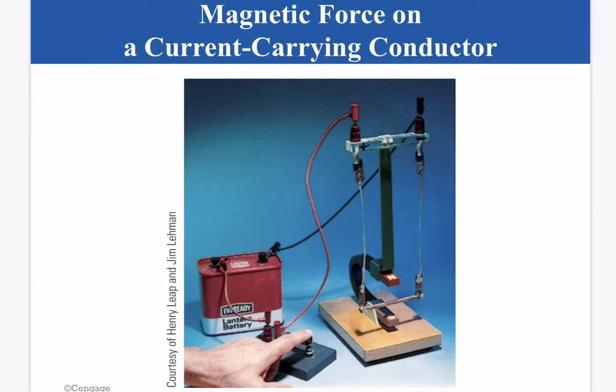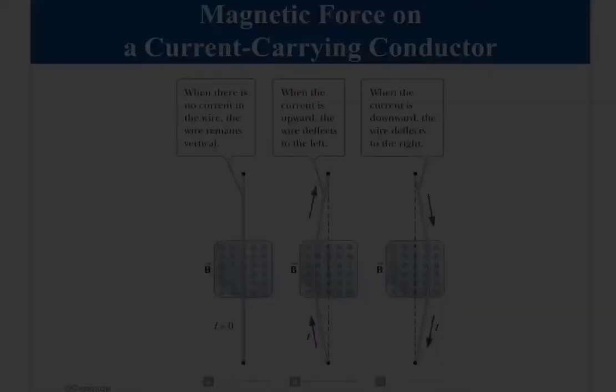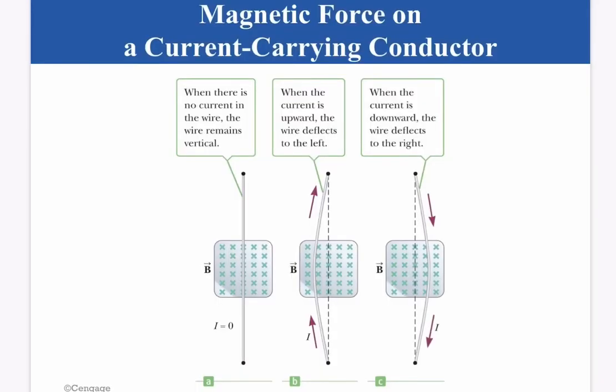The force on the particles is transmitted to the bulk of the wire through collisions with the atoms making up the wire. We can demonstrate the force on a current carrying conductor by hanging a wire between the poles of a magnet, as shown in the figure. In this figure, the magnetic field is directed into the page and covers the region within the shaded area. The wire deflects to the right or to the left when it carries a current.